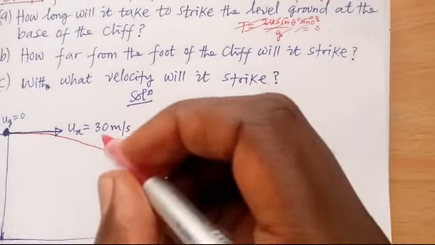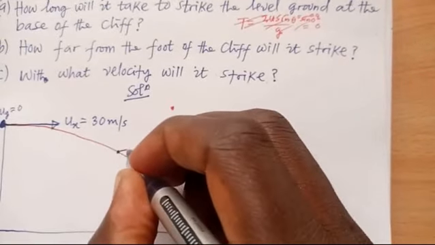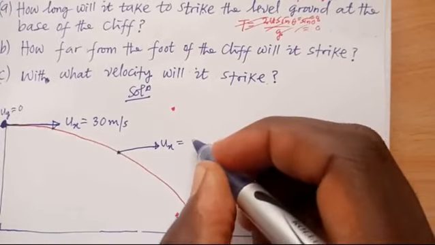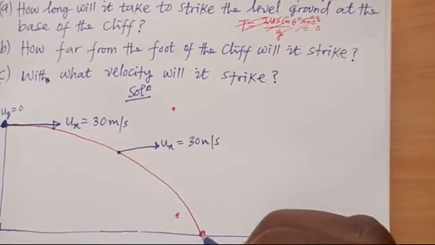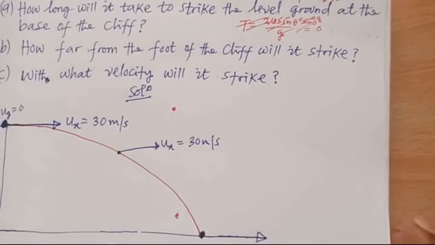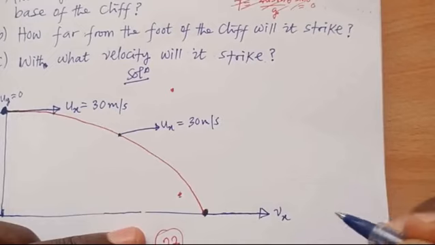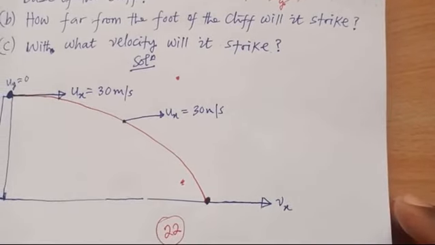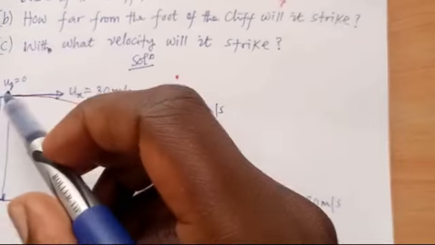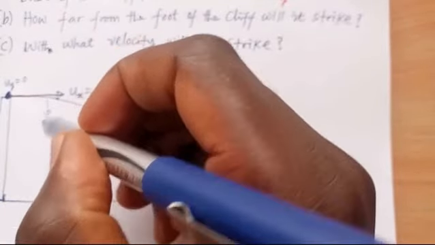At this point, let us not forget that the horizontal velocity of a projectile is constant at all points. U sub x is 30 meters per second, and even when it reaches here, its u sub x is again 30 meters per second, which we will call V sub x, the final horizontal velocity. It is still 30 meters per second. But this u sub y, when it leaves here, the direction of u sub y is downward.